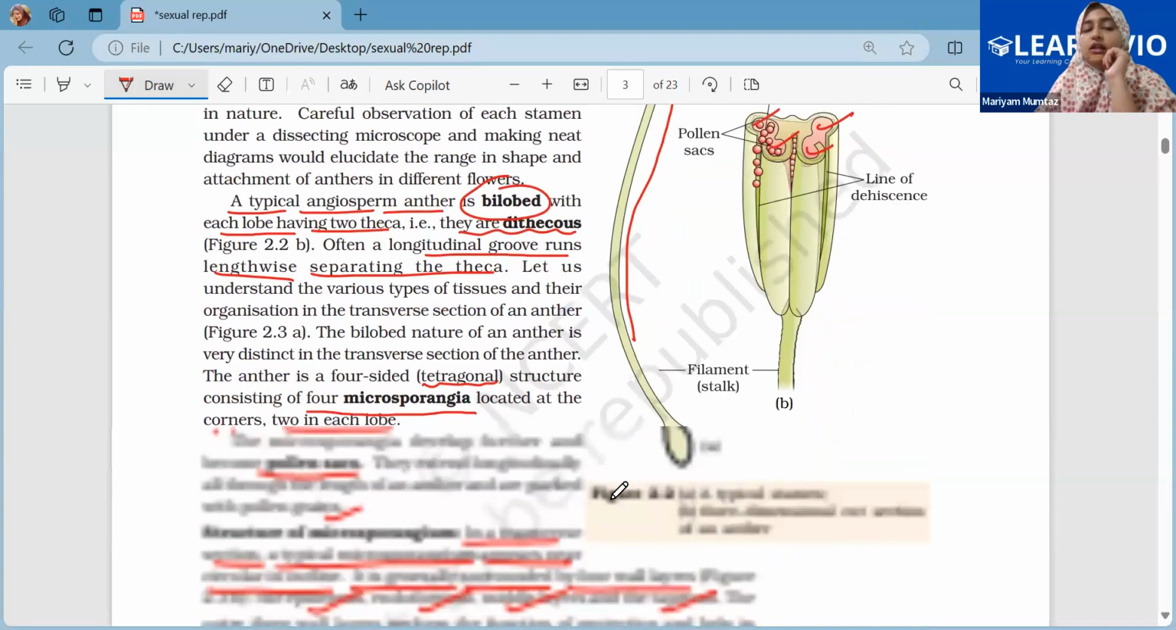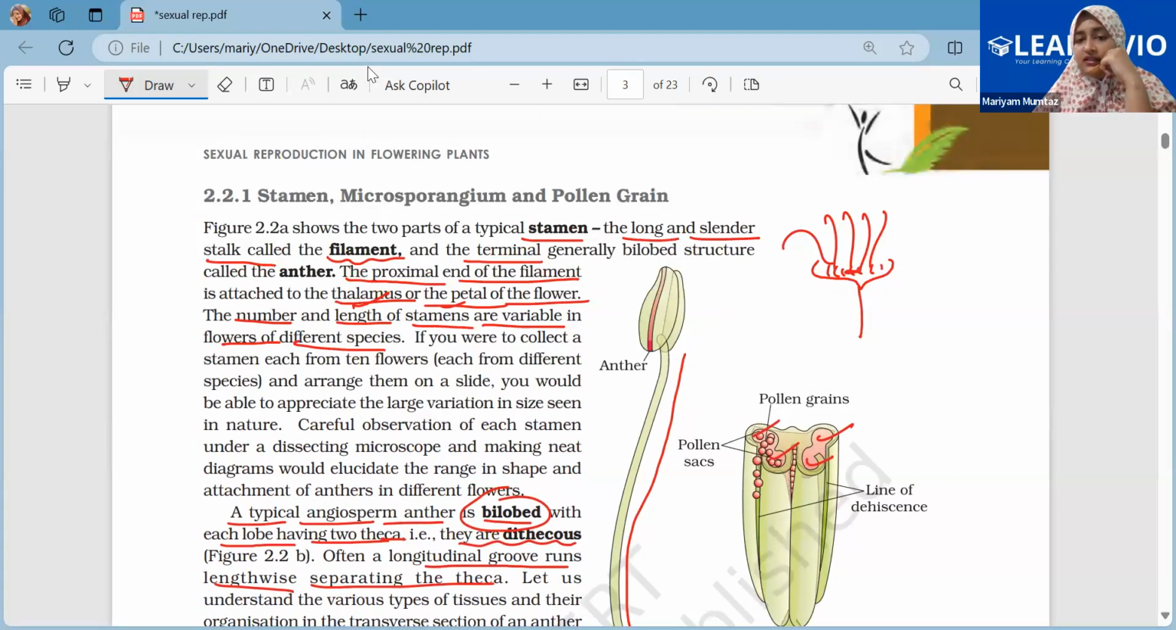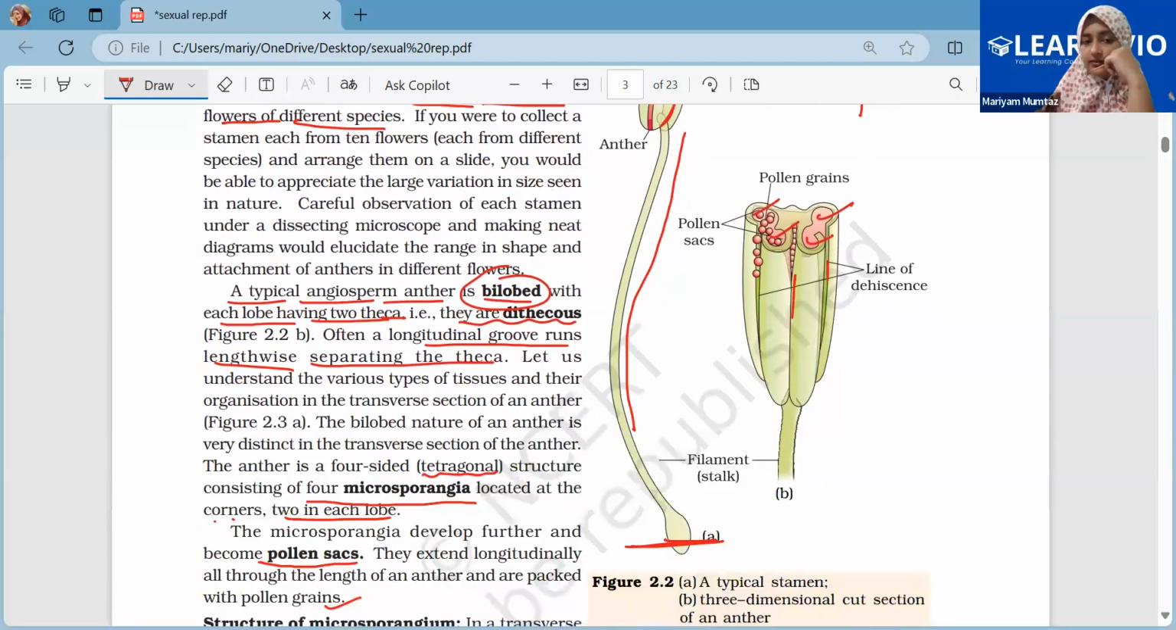Now, talking about a typical anther of angiosperm, meaning the flowering plant. A typical anther is bilobed. It has two lobes, and each lobe has two theca. So two theca are present. That is why it is known as dithecous. So it is bilobed and dithecous. Then a longitudinal groove runs lengthwise, separating the theca. So this line that you're seeing separates the theca. It is a longitudinal groove.